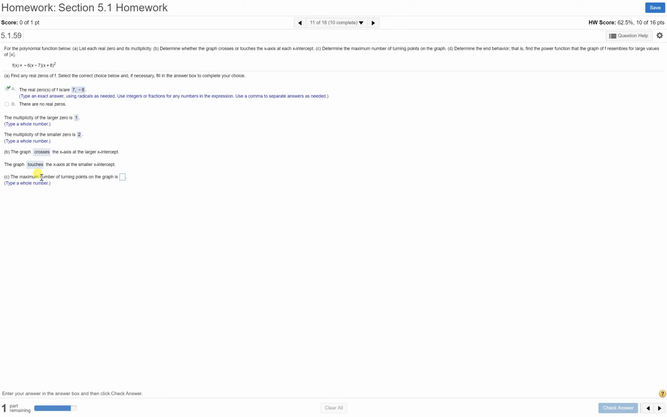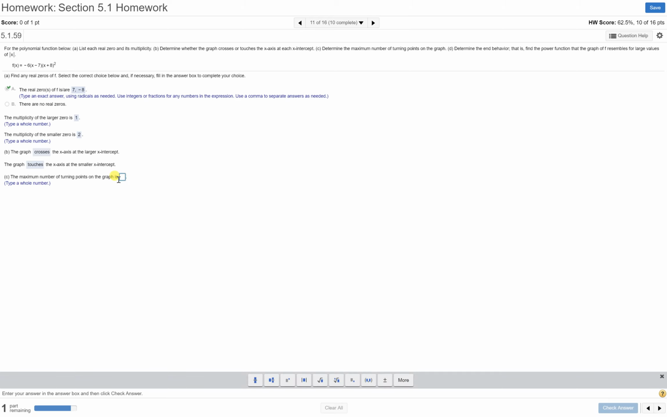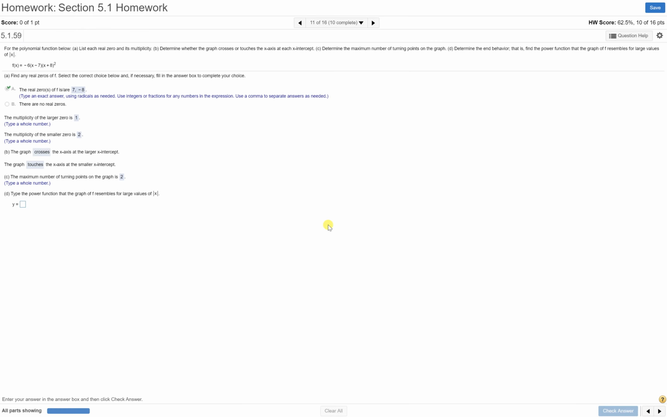So how about the max number of turning points? Well, we're going to go ahead and get the degree. The degree would be 1 plus 2, or a total of 3, right? We add those powers. And so then the solution would be 3 minus 1, or 2. You can have up to 2 turning points. 2 or 0, but we're going to say 2 is the max you can have.